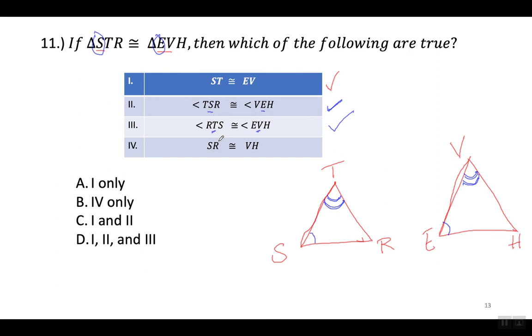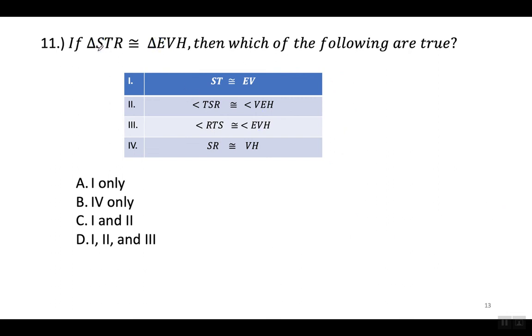The last one says SR is congruent to VH. So if I erase all this, SR is the first and the third letter, and VH is the second and the third letter. So no, those do not correspond. That one's wrong. El último es el único que está mal, porque esas letras no corresponden.